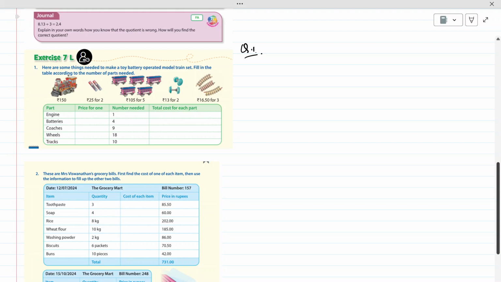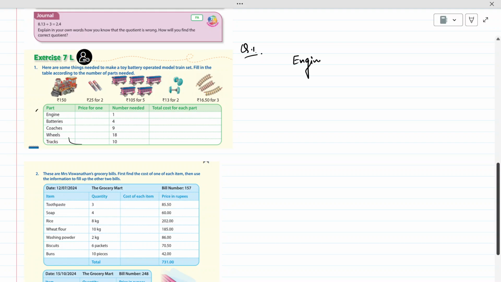So there is a table which says what the parts are, and then we have to find out the price for one item. That means the price of one engine, one battery, one coach, and so on. And then for making this toy, how many parts are needed, and according to our requirement we have to find out the total cost of each part. Okay, so let's do this question, kids. Let us start with the engine first.